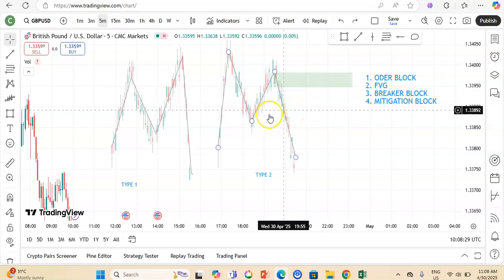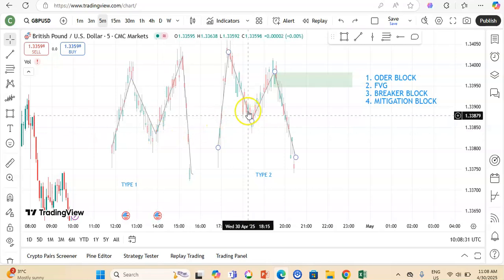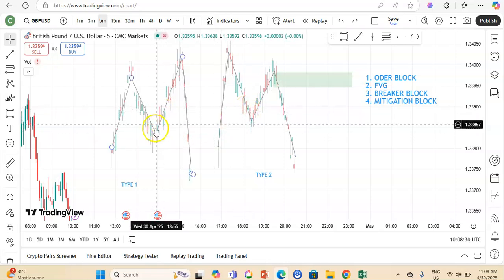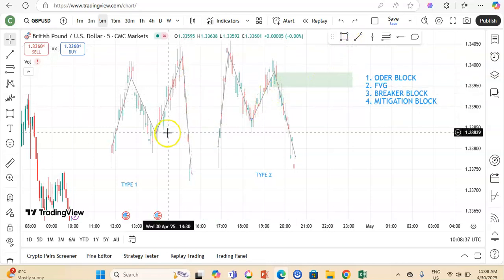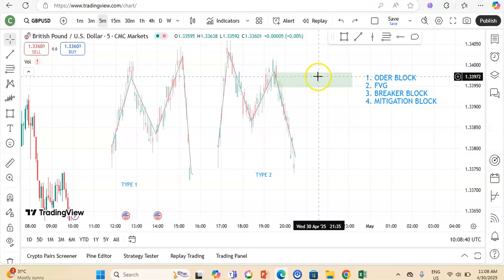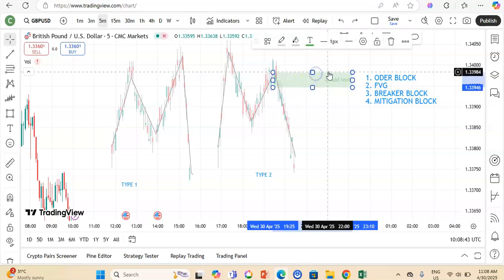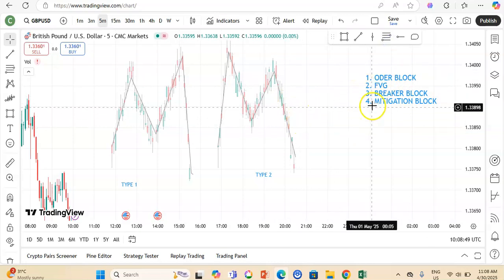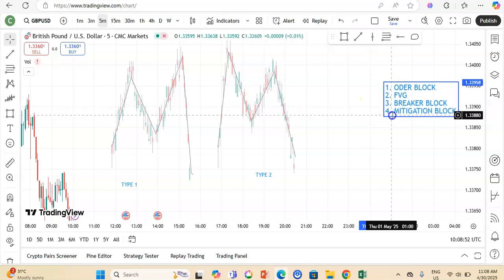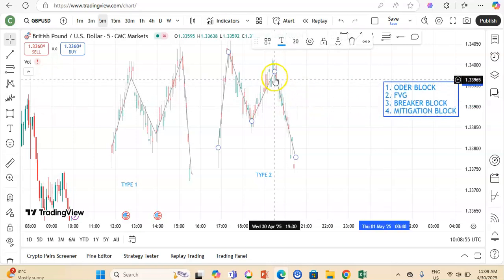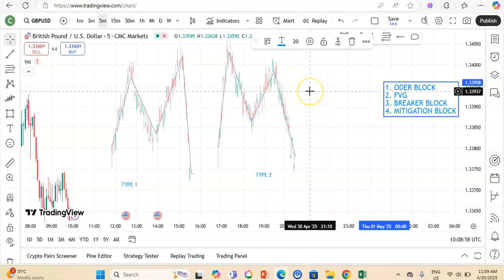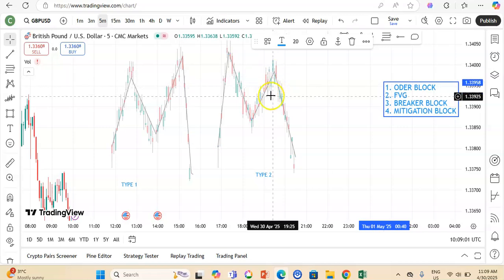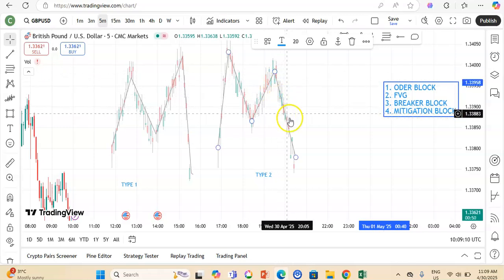Now let me explain something. Let me start with explaining what an order block is. Let's start with an order block, and I'll come to fair value gap last. We have bullish order block and bearish order block. In an M, we are looking for what? A bearish order block. A bearish order block is the last bullish candle before a downward movement.